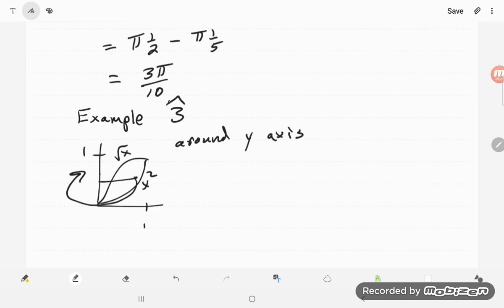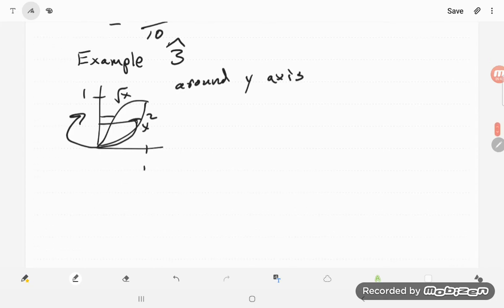Now I need to get those two radii, right? So I swing it around. Now it's interesting though, because in this case, these were inverses of each other, square root of x and x squared. And so when I change these to y's, I had y equals the square root of x. Well, that means x equals y squared. And I had y equals x squared, well, that means x is equal to square root of y. We end up with the same darn problem.